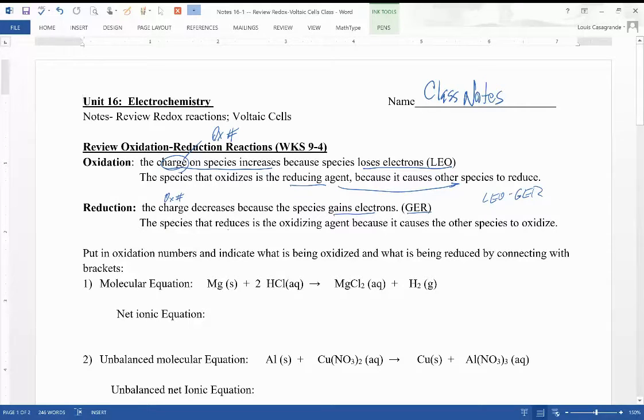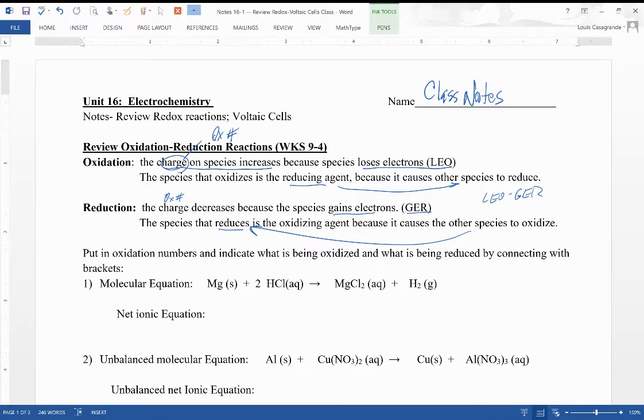And the species that reduces is the oxidizing agent because it's pulling electrons away from that species that's being oxidized and causing it to be oxidized. So it's kind of this push and pull going on at the same time.